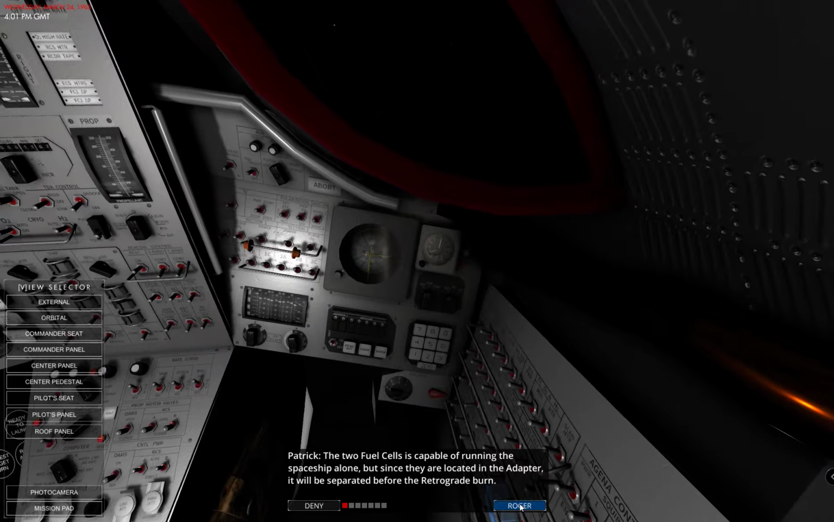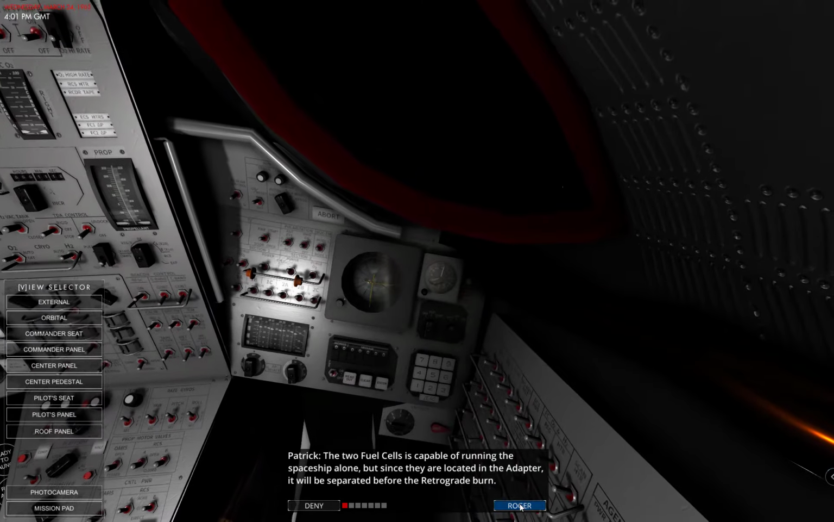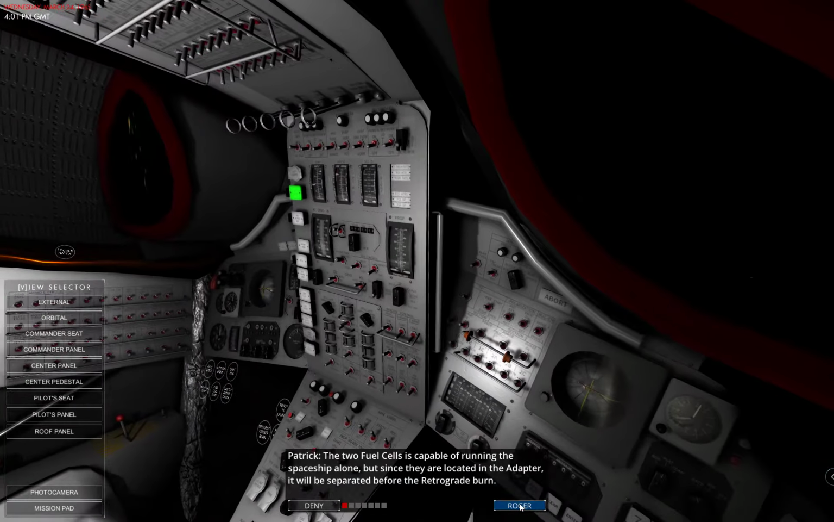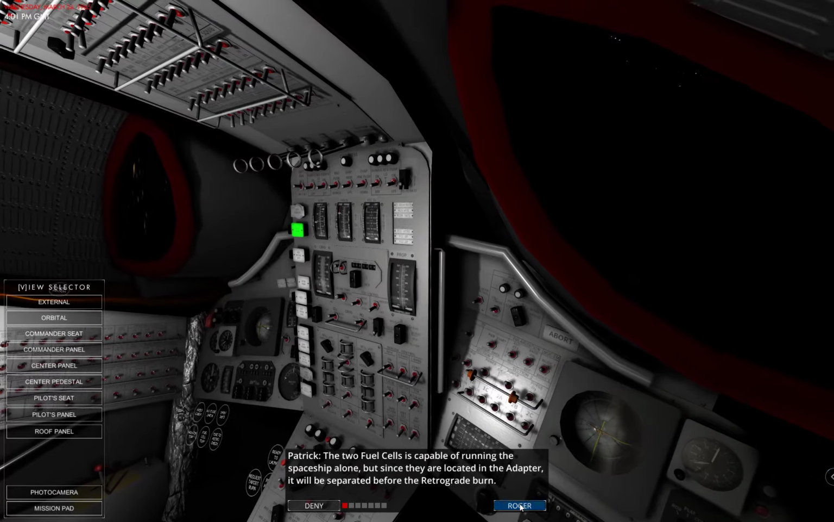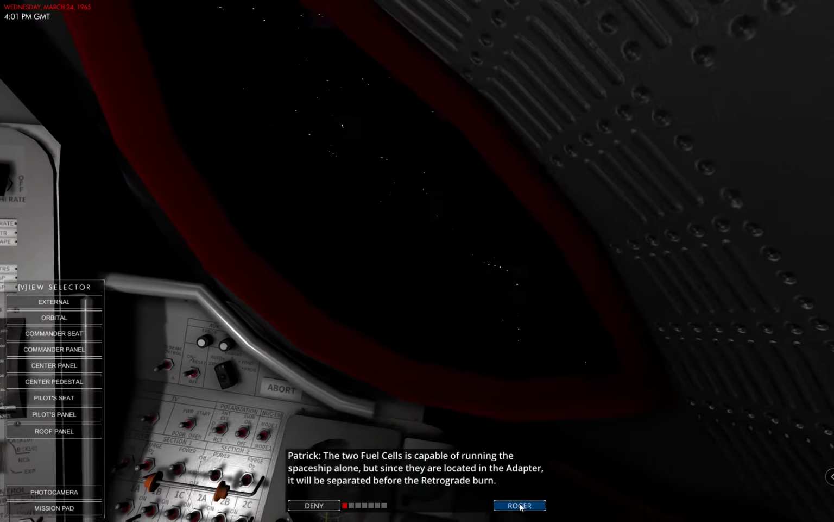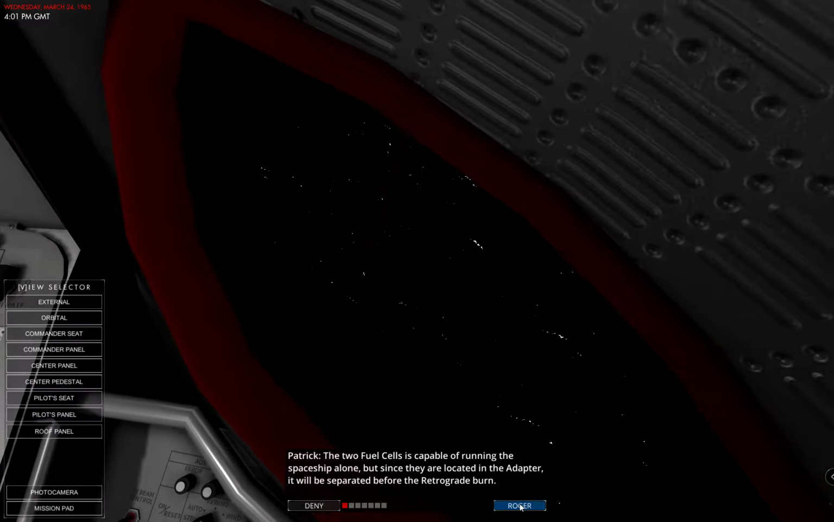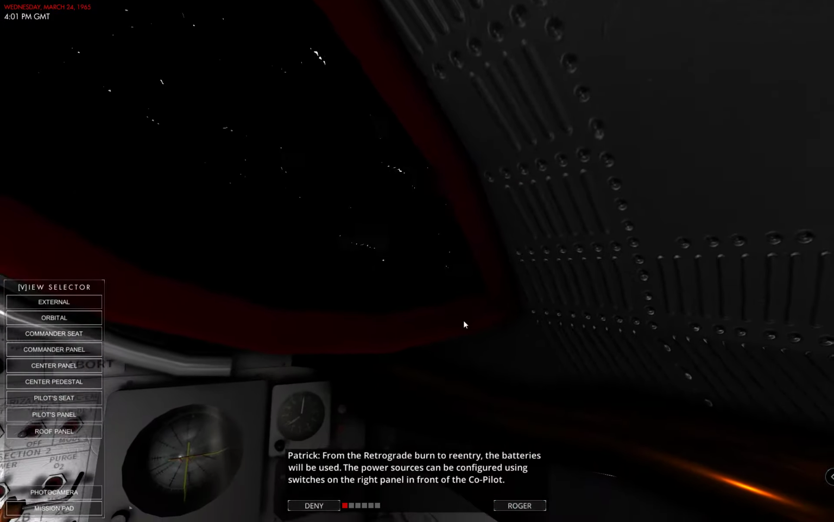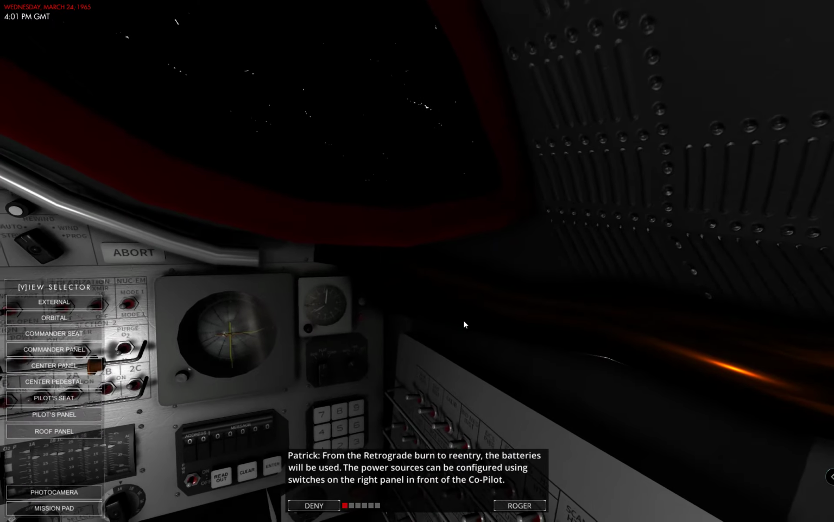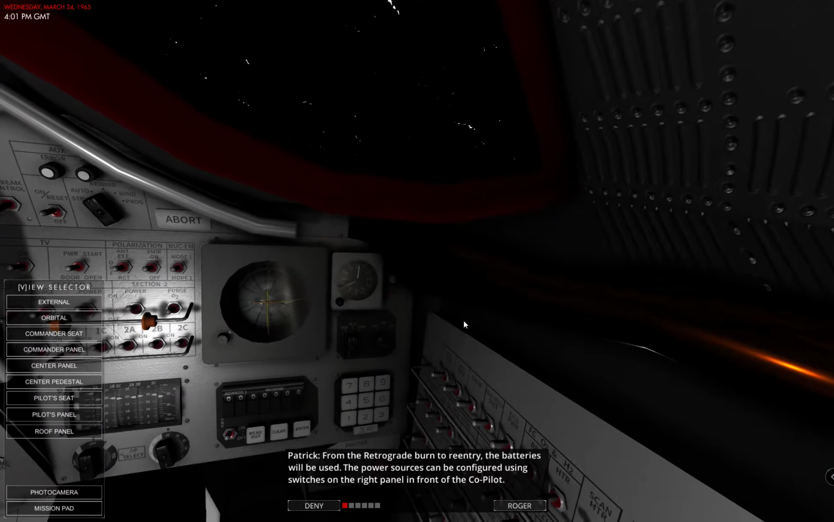Two fuel cells are capable of running the spaceship alone, but since they are located in the adapter, it will be separated before the retrograde burn. So that means we will operate without fuel cells after the retrograde, just using the batteries while doing the re-entry into the atmosphere. From the retrograde burn to re-entry, the batteries will be used. The power sources can be configured using switches on the right panel in front of the co-pilot.